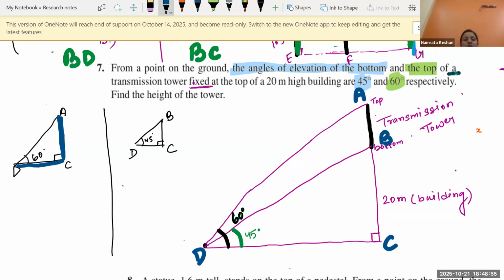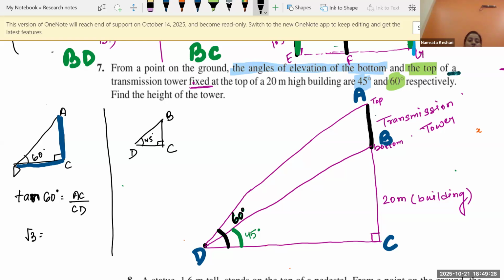Yes, ma'am. Now, with reference to the 60 degree, opposite is AC and adjacent is CD. Again, we are supposed to use tan theta. You can also use cot theta. So here in most of the questions, you will be using tan theta, but that doesn't mean that you will always be using tan theta. Okay. So tan 60 degree is equal to opposite over adjacent. Tan 60 is root 3.